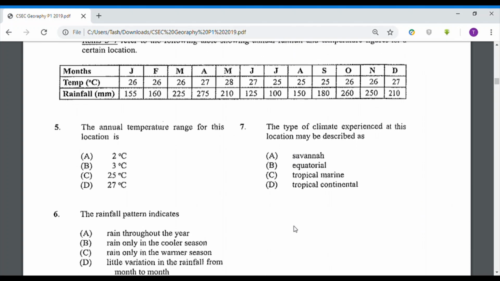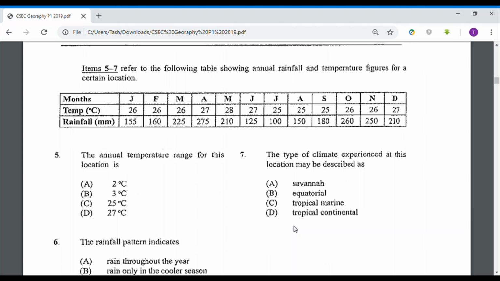For number 5, items 5 to 7 refer to the following table showing annual rainfall and temperature figures for a certain location. So you're seeing all of the figures for temperature here in degrees Celsius, rainfall here in millimeters, and you're seeing the first letter of every month.